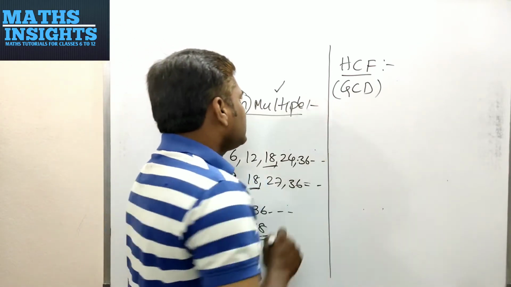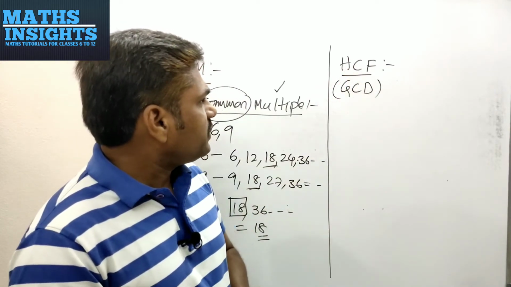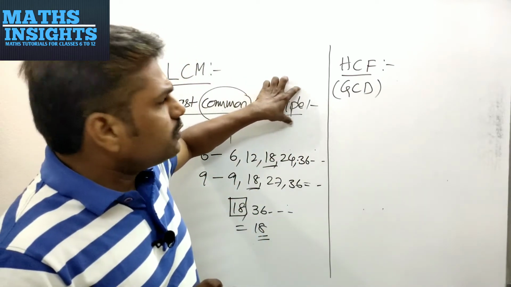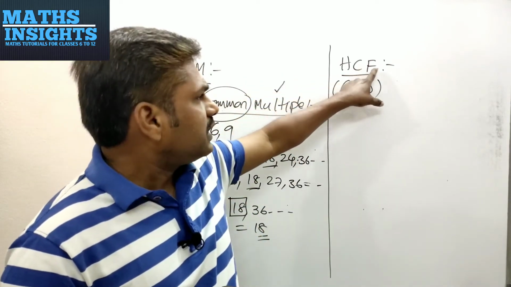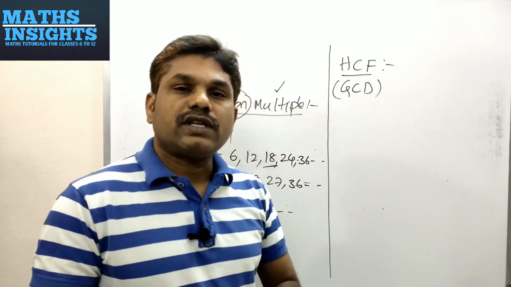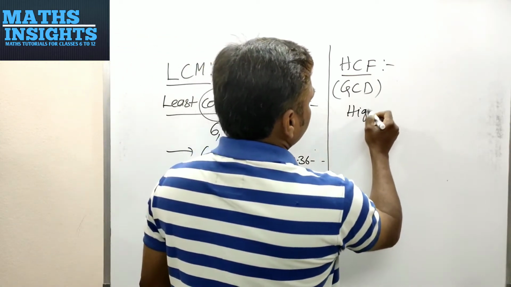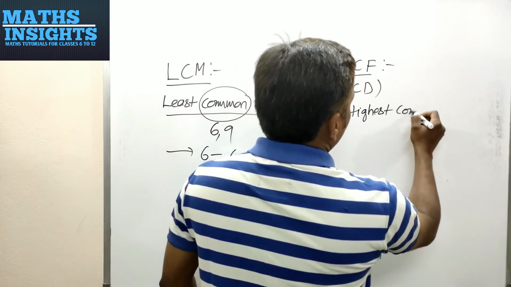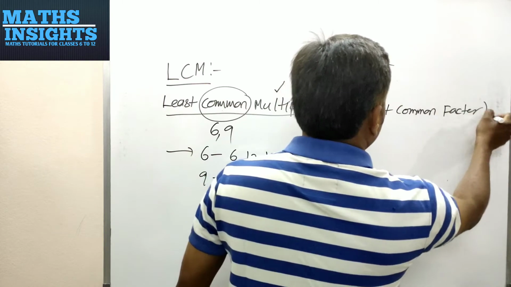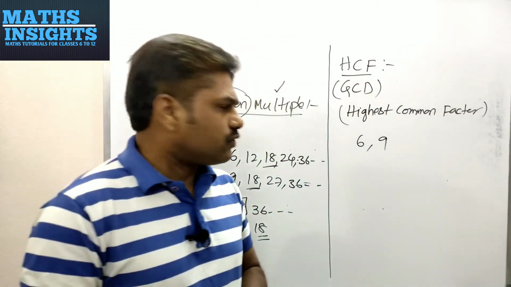Next, HCF. The expanded form of HCF is highest common factor. Here you are discussing multiples, and now you are discussing factors. The other name for this is also greatest common divisor. Greatest common divisor. So highest common factor, you may write like this, otherwise greatest common divisor. I am going to find HCF of these two.